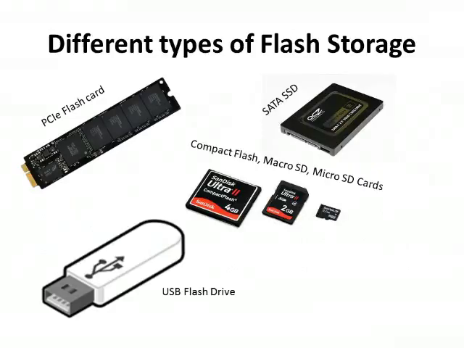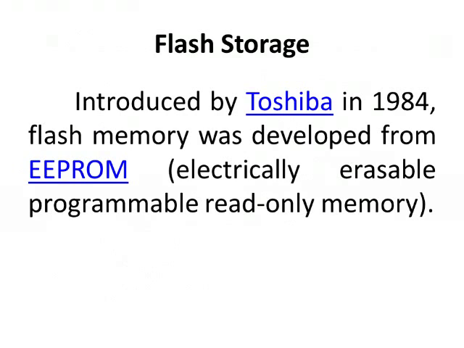So here are the different flash storage. We have here PCI flash card, SATA SSD, compact flash, micro SD cards, and of course the universal serial bus flash drive. So this is very familiar to everyone. These are also some examples of different flash storage, the different types that were introduced in our industry. Flash storage was introduced by Toshiba in 1984.